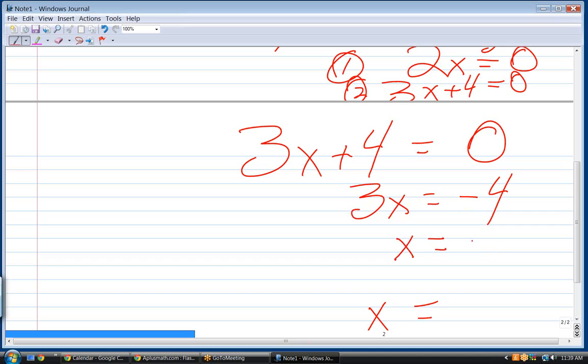So x equals... I don't know. Well, divide -4 by 3. In other words, I'm going to write a -4. I'm going to divide it by 3. So it's -4/3.